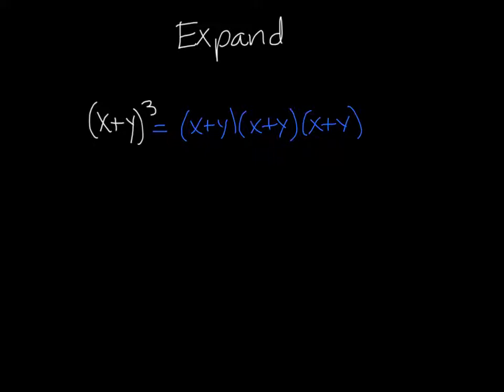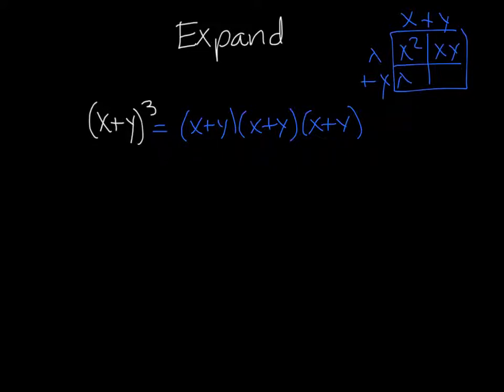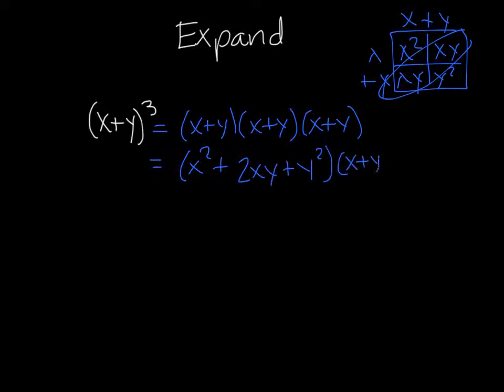And so if we do this the old-fashioned way, I'm going to box out the first x plus y. We get x squared, xy, and y squared. So then that gives me x squared plus, I have two of those, 2xy plus y squared. Then I have to take that times x plus y. So I have to do a whole other box.